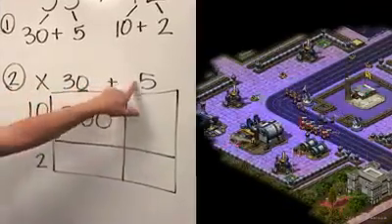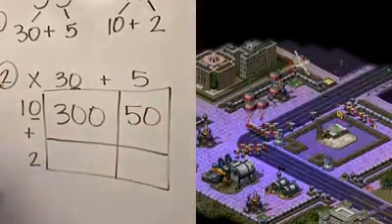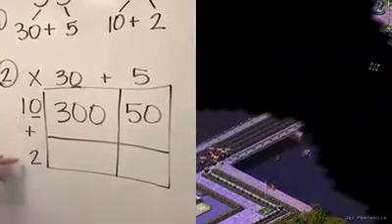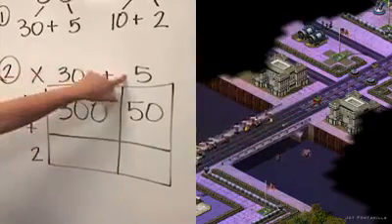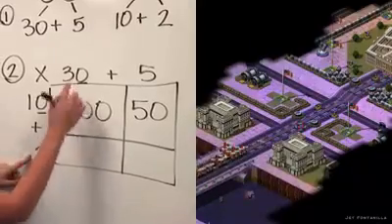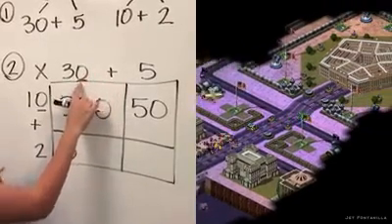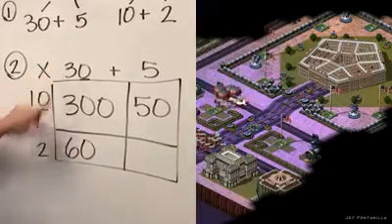10 times 5 is 50, so it goes in the first box. And then we do 2. We go down to the 2 because we're done with the 10. 2 times this, 2 times that. So 2 times 30. 2 times 3 is 6. And between both of these numbers, I've only got the 1 zero, so I attach it to the end. 2 times 30 is 60.